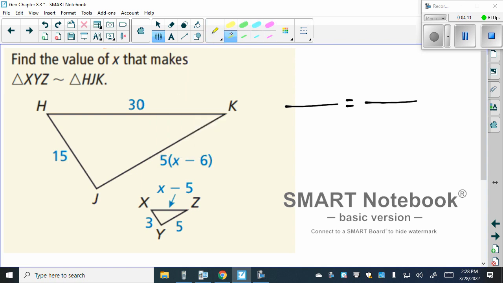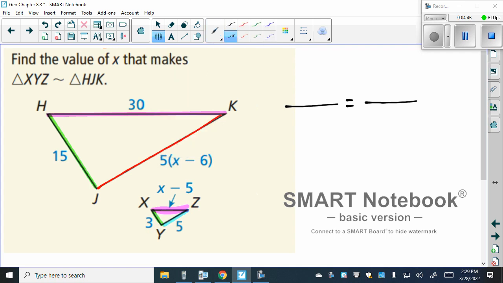Now, we can use the similarity statement to match up the sides. So we have triangle XYZ is similar to triangle HJK. Well, the first one that we have is XY is matched up to HJ. We also have that JK matches up to YZ. And lastly, HK matches up to XZ.